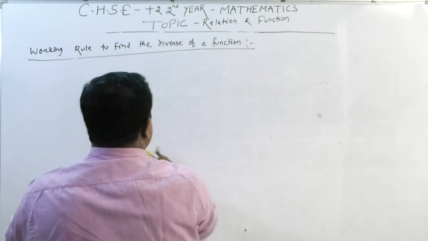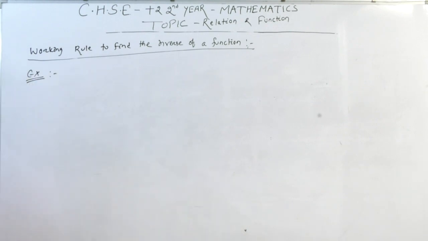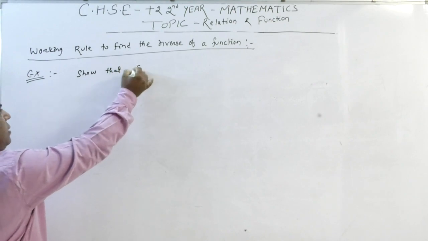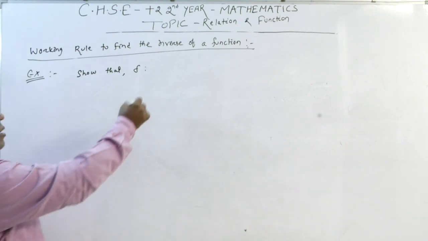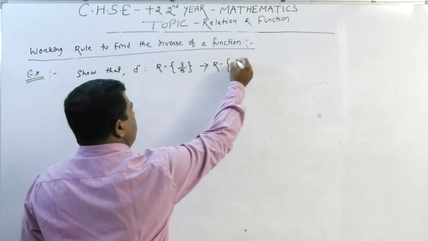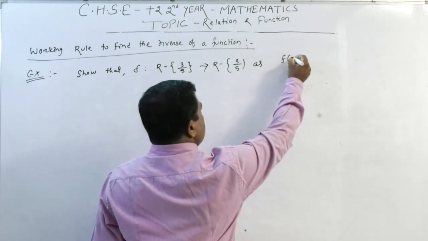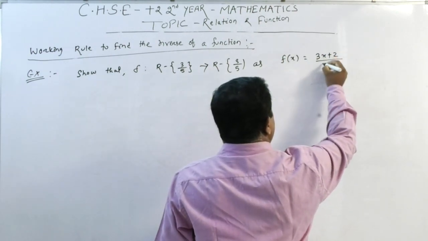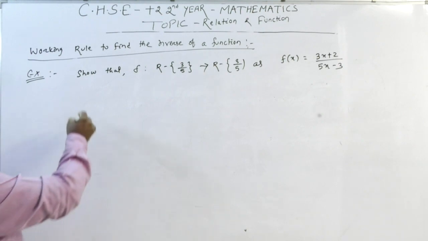Now we will go with the example. The question is given as: f is a function defined from R minus 3/5 to R minus 3/5 as f of x equals 3x plus 2 by 5x minus 3, and f is invertible.